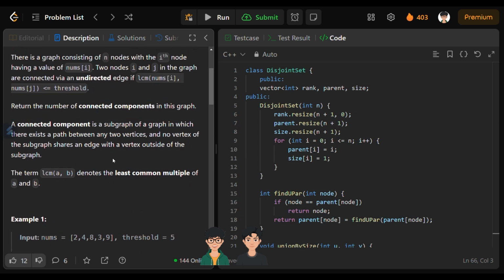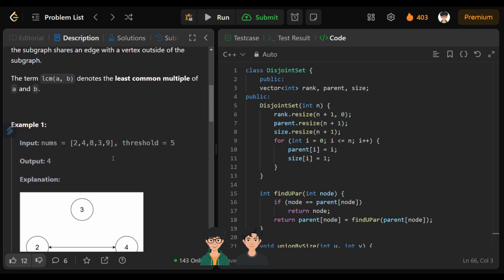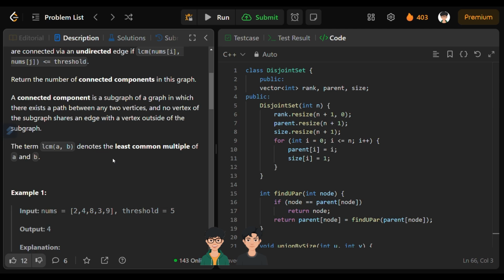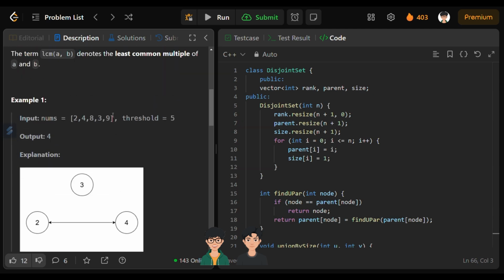If we talk about the brute force or the most naive solution, that I think should click in everyone's mind, it is to loop for each number. For example, take example one: 2, 4, 8, 3, 9. For 2, I will loop over all other numbers and check if both LCM is less than or equal to 5 or not. For calculating LCM there is a basic formula: if I'm checking 2 and 4, the LCM of 2 and 4 is 2 into 4 upon GCD of 2 comma 4, and we will get the LCM. But if you see, this will be an n square approach.